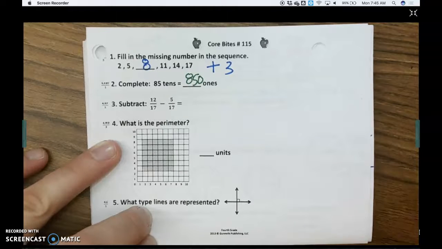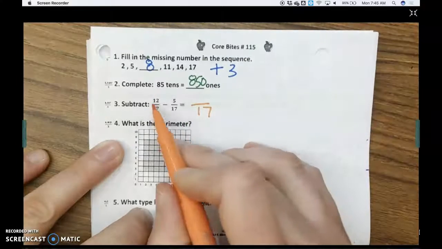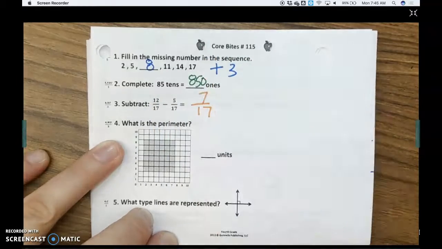For number 3, you're subtracting a fraction. The denominator is the same. So you just say 12 minus 5, which gives you 7.